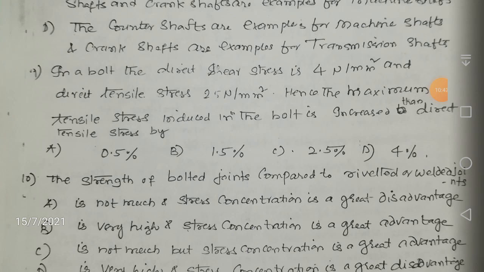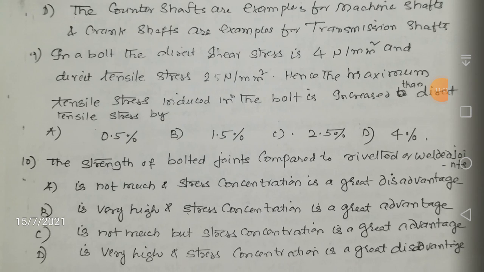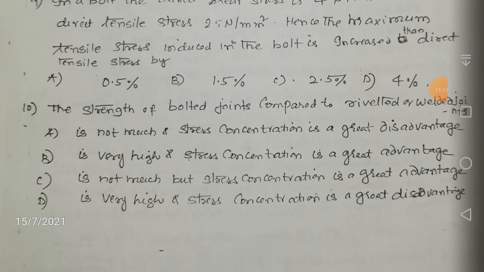It is ft by 2 plus under root of (ft by 2) whole square plus tau square, where tau is the shear stress and ft is the tensile stress, right? So please use this and get the maximum tensile stress. Then once you get the maximum tensile stress, you can easily compare it and give the answer. So he is comparing the maximum tensile stress because of the application of both the stresses simultaneously with the direct tensile stress. So I think you can easily locate the answer.